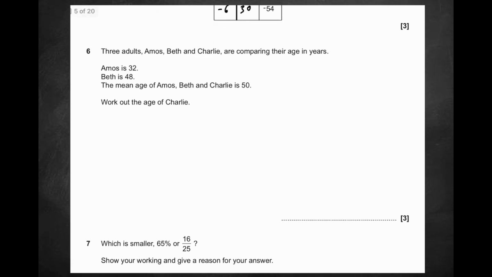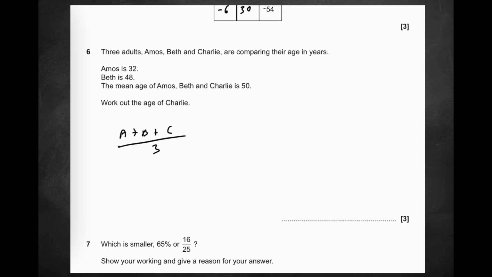Question number 6. Three adults, Amos, Beth, and Charlie, are comparing their age in years. Amos is 32, Beth is 48. The mean of them is 50. Work out the age of Charlie. So we have Amos plus Beth plus Charlie divided by 3, which is how you get the mean, is 50. Which means if we multiply both sides by 3, we have A plus B plus C equals 150. We are told Amos is 32, Beth is 48.